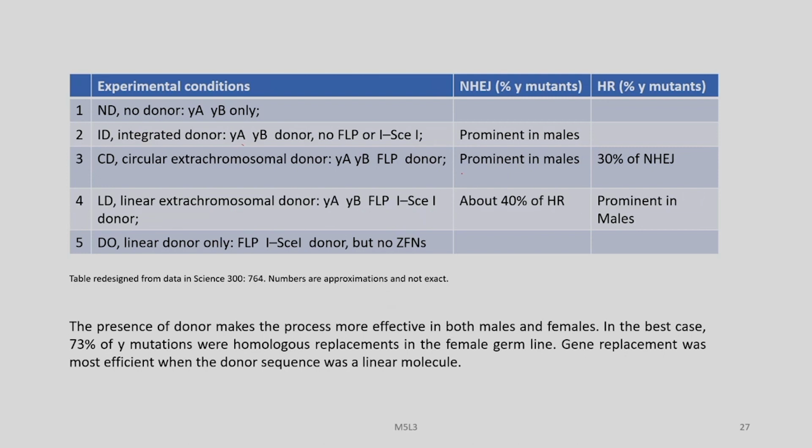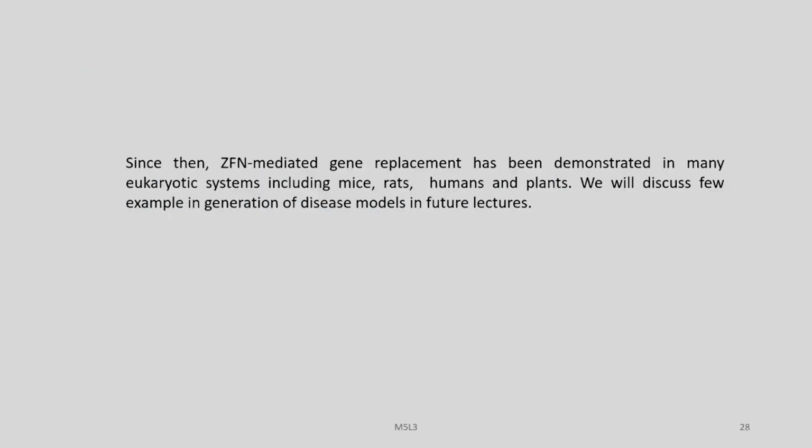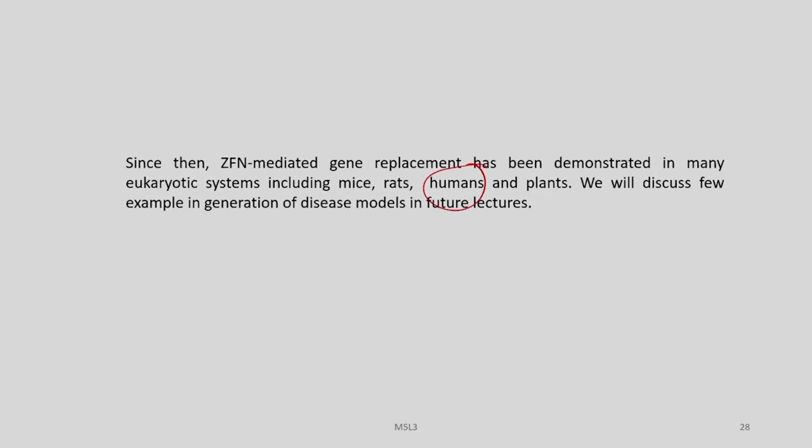In the best case, 73% of Y mutations were homologous replacements in the female germline. Gene replacement was most efficient when the donor sequence was a linear molecule. Since these experiments, ZFN mediated gene replacement has been demonstrated in many eukaryotic systems, including mice, rats, humans, particularly cell lines and plants. We will be discussing a few of these examples in generation of disease models in our future lectures. Thank you.